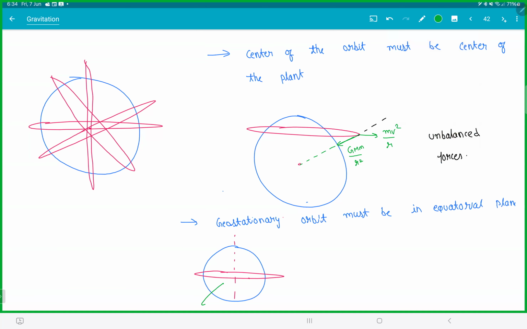What if the satellite is going like this? Do you think it will remain stationary? You are going left to right and the satellite is going like this. You still think it is moving, isn't it? Geostationary, you think it should be at rest. So the satellite should rotate with the rotation of the Earth. So it should be in the equatorial plane. So that is one more condition. That means for the entire planet, we have only one orbit where it is geostationary. That is one more condition there.